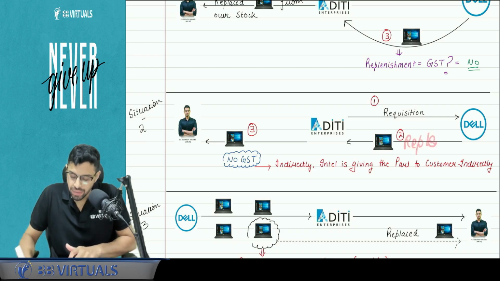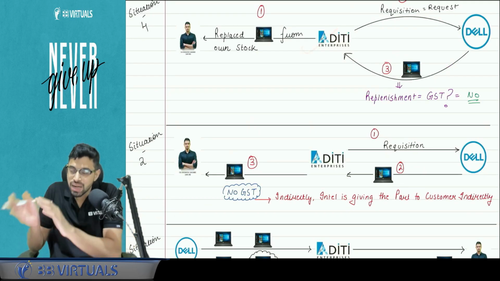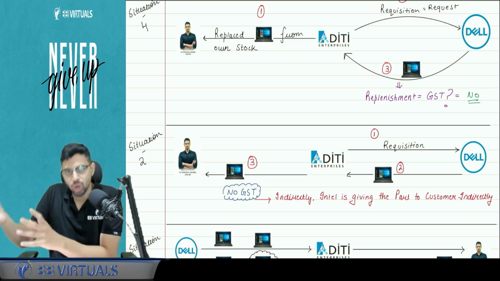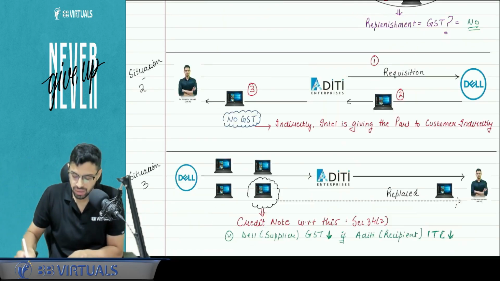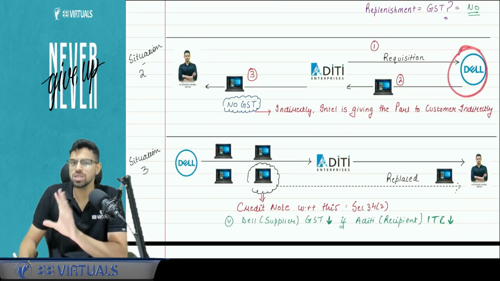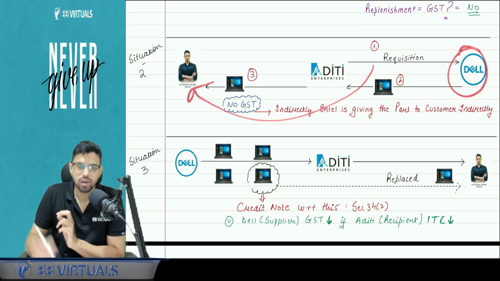Why? Because in the above case, the first replacement happened and then that stock was replenished by Dell. But here the request happened first, so there was nothing to be replenished, and that was given ahead to the customer.